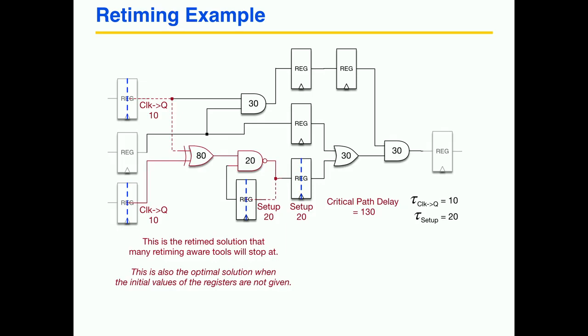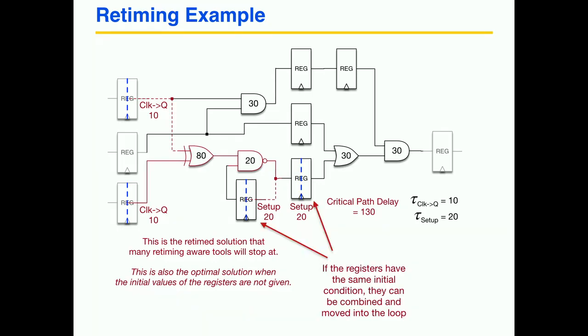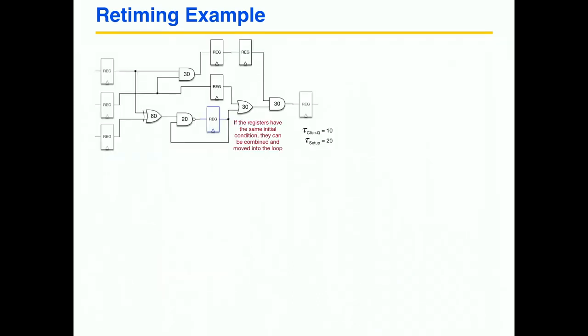We can actually go further if we know something about the internal, the reset, the initial value for these registers. If these 2 registers initialize to the same point or reset to the same value, we can combine those, right, and move them into the loop. Okay. So think about what we have here. We have a delay around here, and then we have a delay over to that OR gate here. So we can do all that with one register. If we change the circuit slightly, so we do it this way.